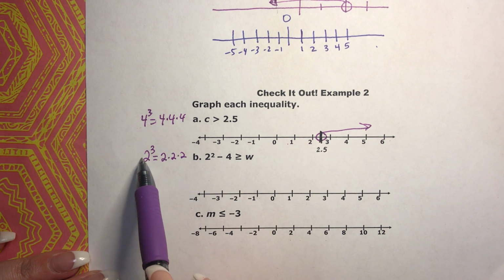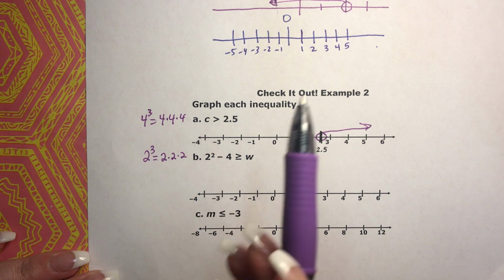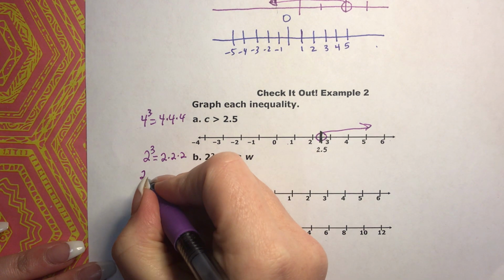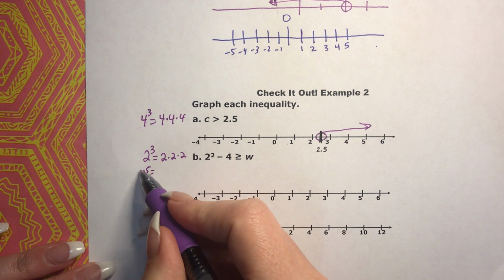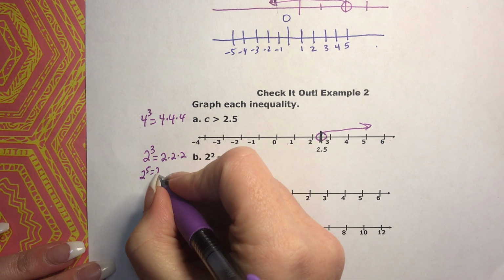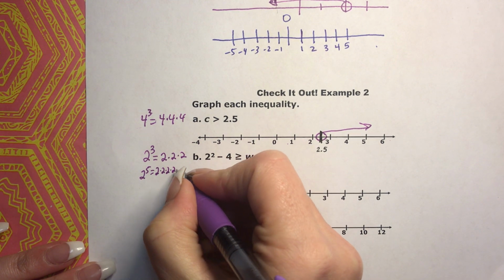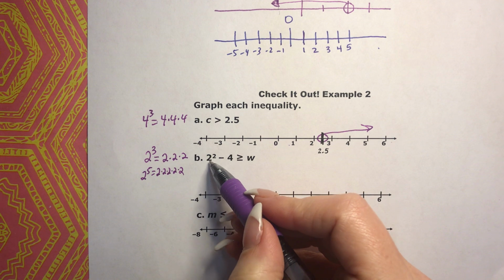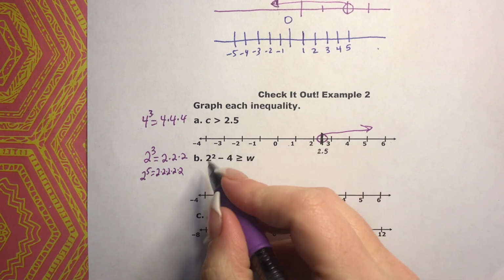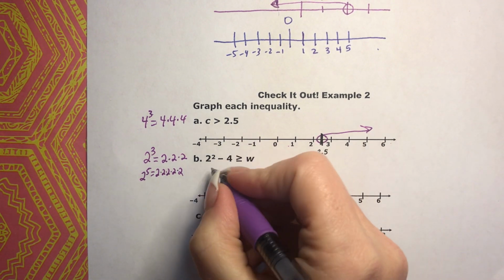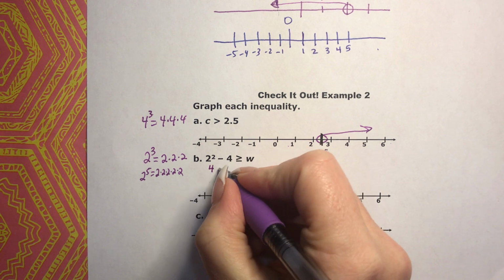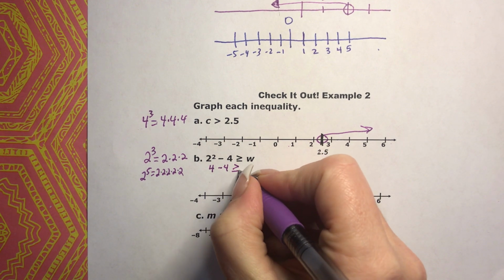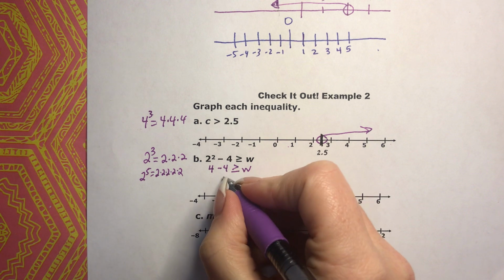So this number on top is called an exponent, and this is the base. You multiply that base by itself 3 times, so 4 times 4 times 4, or 2 times 2 times 2. If it was 2 to the 5th, you'd multiply the base by itself 5 times: 2 times 2 times 2 times 2 times 2. That's like a little Cliff Notes on exponents. So 2 squared means we multiply the base by itself 2 times, which is 2 times 2, which is 4. So we have 4 minus 4, and 4 minus 4 is 0.